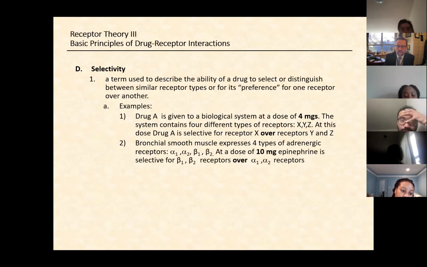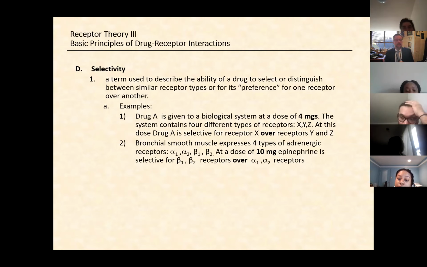All right. In both cases, though, we're still discussing selectivity. Yes, exactly. This is all about selectivity, the ability to distinguish between one receptor and another, okay? Or one type of receptor and another type of receptor, okay?